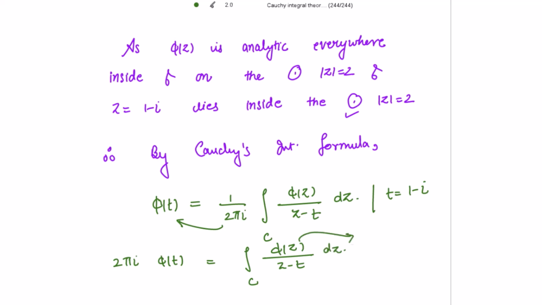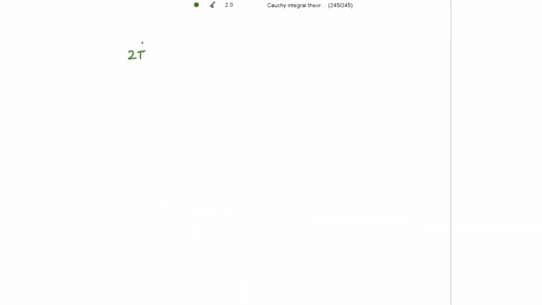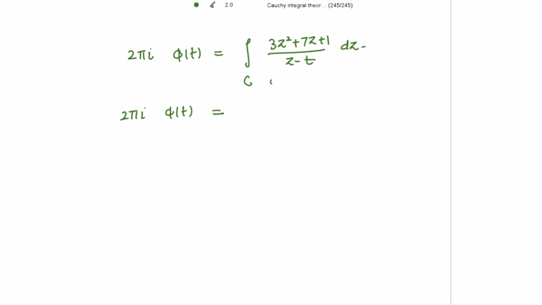Instead of phi z, can I write 3z square plus 7z plus 1? So this is 2 pi iota phi of t equal to the integral over c 3z square plus 7z plus 1 divided by z minus t dz. That is 2 pi iota phi of t equal to, this is your f of t, right? So this f of t is equal to 2 pi iota phi t, right? So that is equal to 2 pi iota.